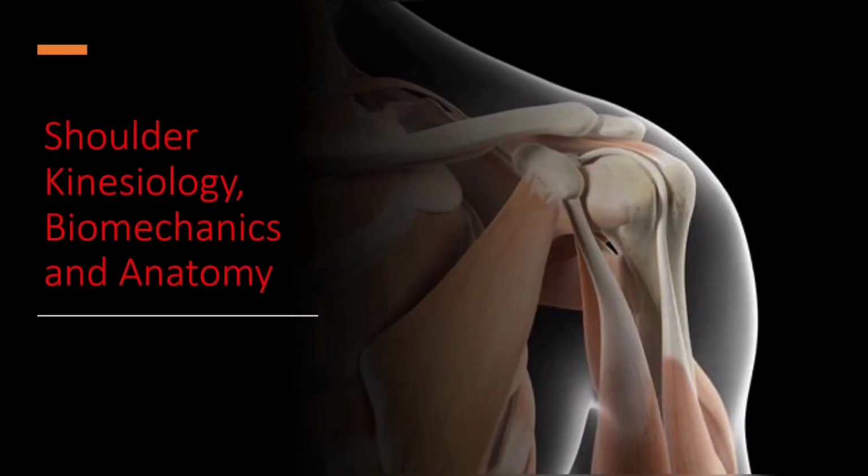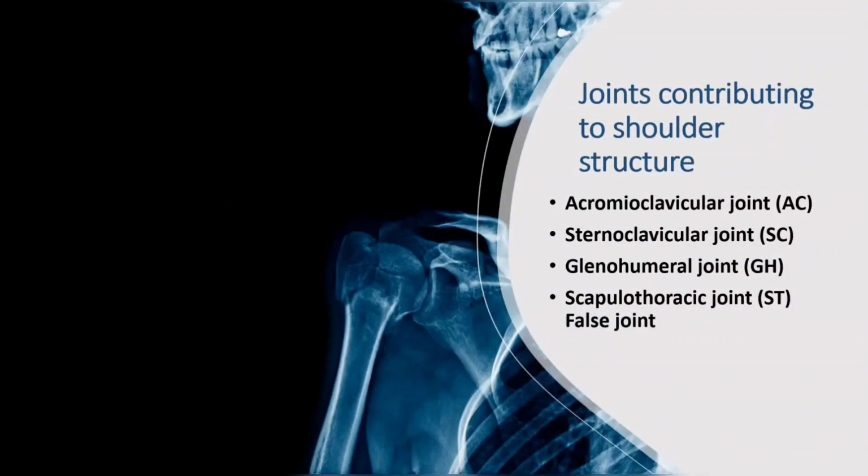In this video, I'm going to talk about the shoulder kinesiology, biomechanics, and anatomy. There are a total of 4 joints that contribute to the shoulder structure. They are known as the acromioclavicular joint, the sternoclavicular joint, the glenohumeral joint, and the scapulothoracic joint.